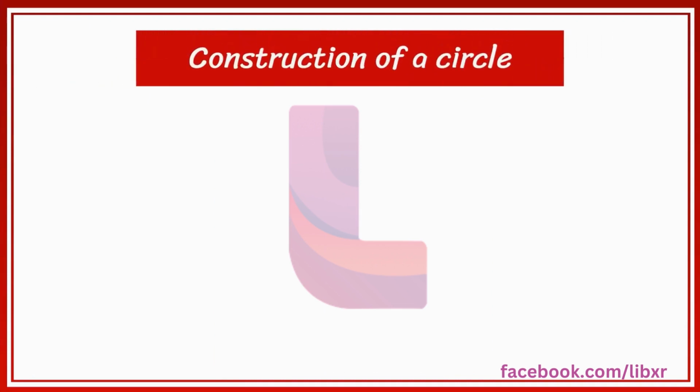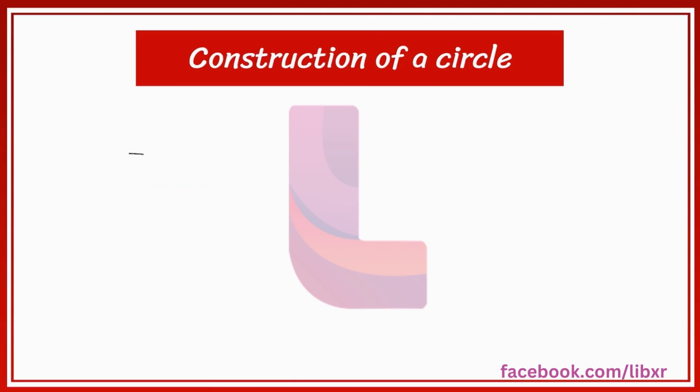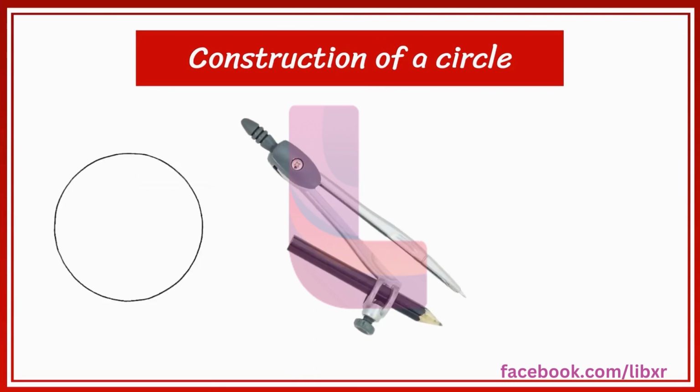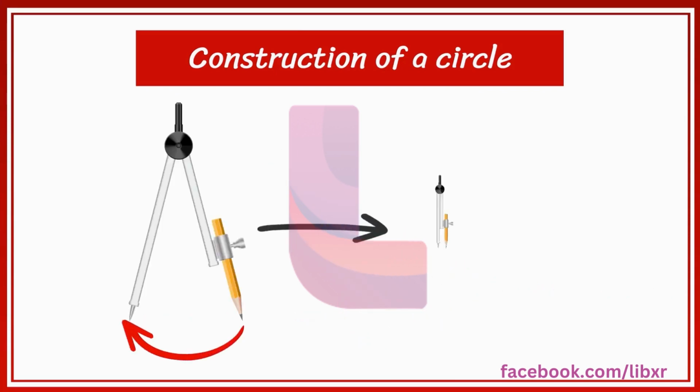Construction of a circle. Now, let's learn how we can construct or draw a circle. To draw a circle accurately, we use a compass. A compass consists of two arms. One is metal arm and the other is pencil arm. Both the arms are joined by a hinge on one side.